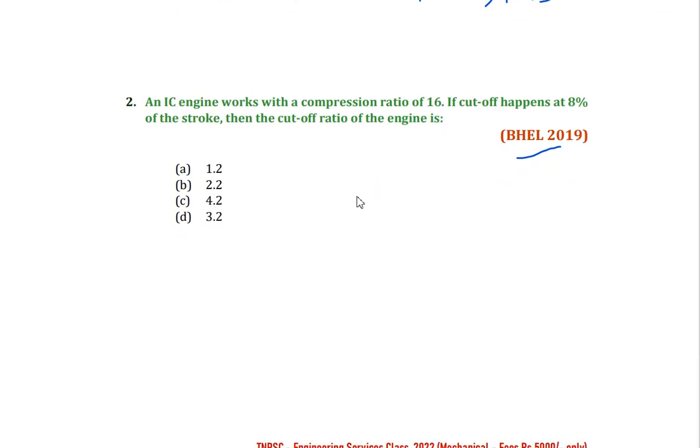This question was asked in BHEL 2019. It is exactly the same question. An IC engine works with a compression ratio of 16. If cutoff happens at 8% of the stroke, find the cutoff ratio. We reduce the compression ratio by 1 and multiply that with the given percentage. You'll get around 1.2. Add 1 to this, and you'll get the required answer, which is 2.2. So here the option is B.